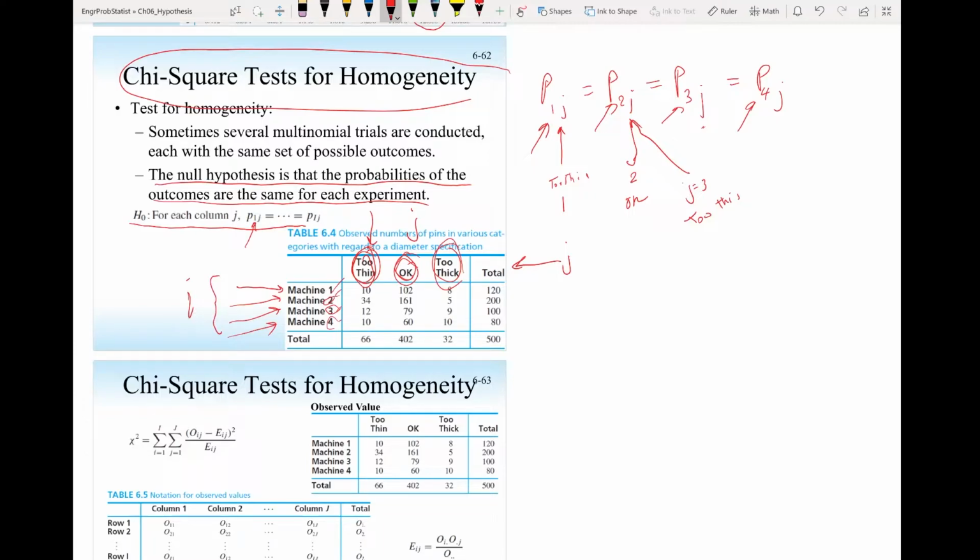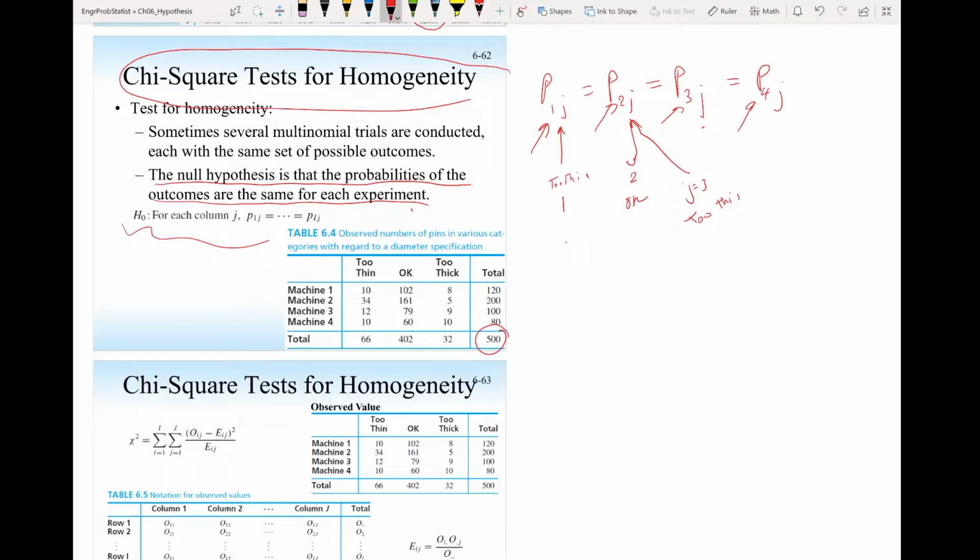And this basically says the probability of too thin for machine 1 is equal for machine 2, for machine 3, for machine 4. The probability of okay for machine 1 is the same as machine 2, 3, 4, and so forth. So how do we test these hypotheses? That's the question.